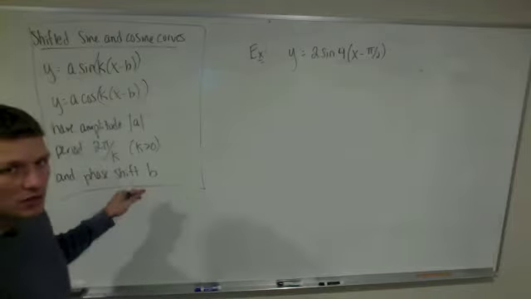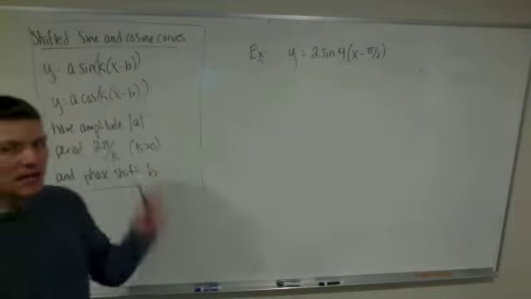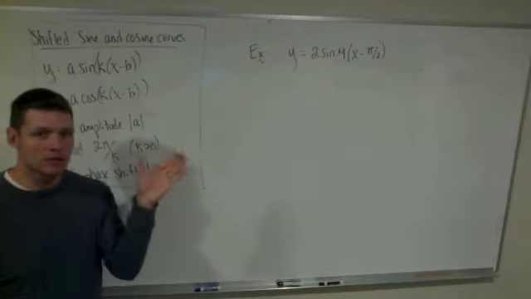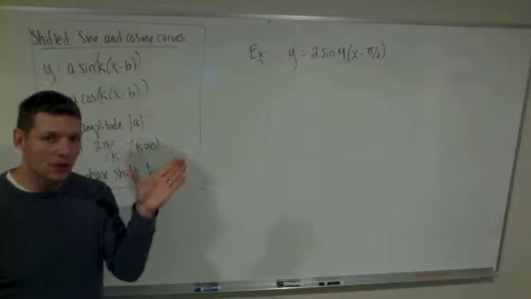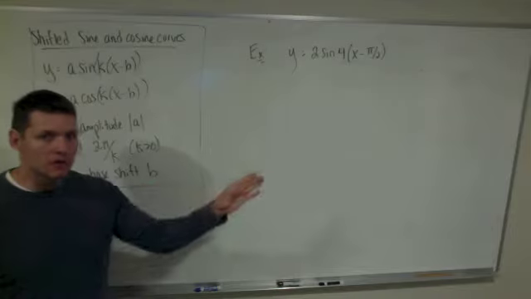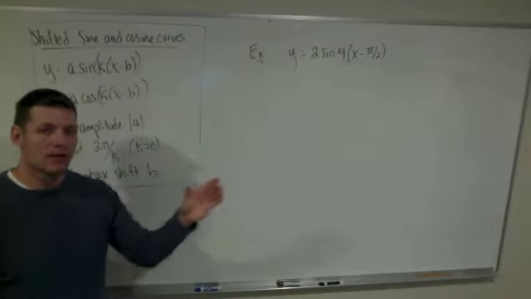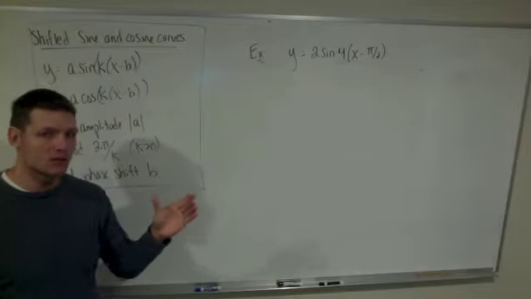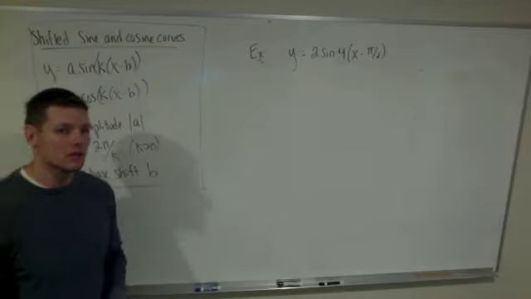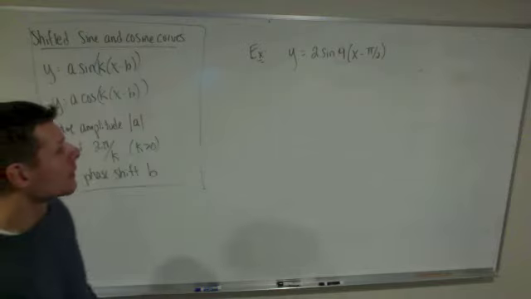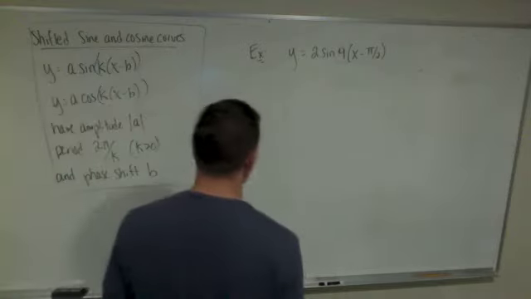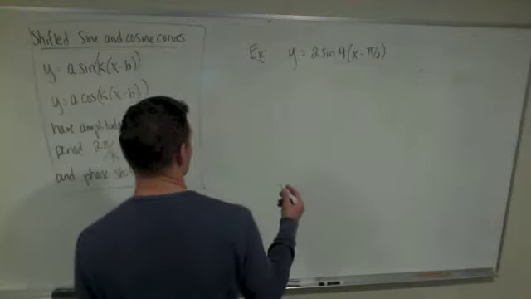Now, what a phase shift b means is that we take the whole period of your sine or your cosine and we shift that whole period b units. So if it's x minus b where b is positive, we shift it to the right. If it's x minus b where b is negative, we shift it to the left, b units. Let's take a look over here. So suppose I have y equals 2 sine of 4 times x minus pi over 2.